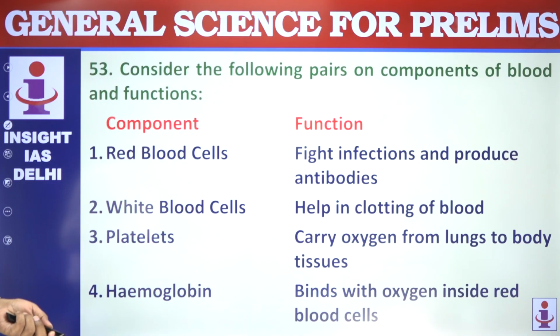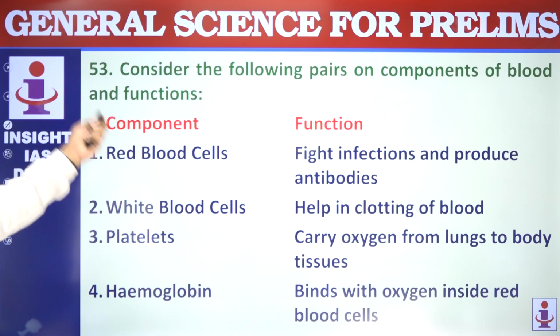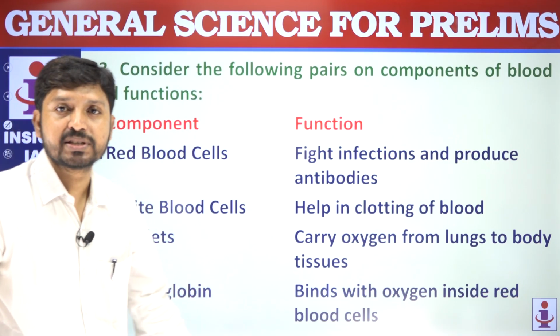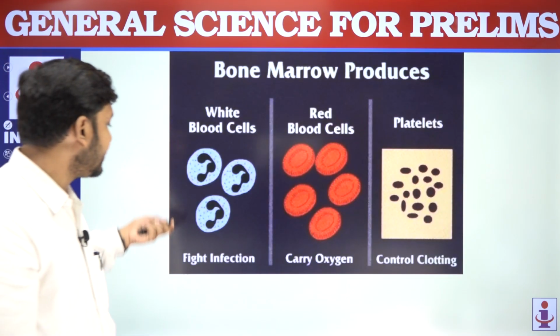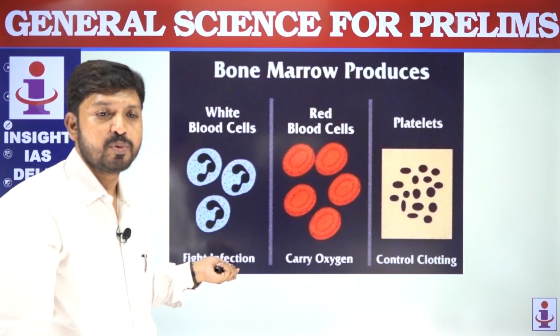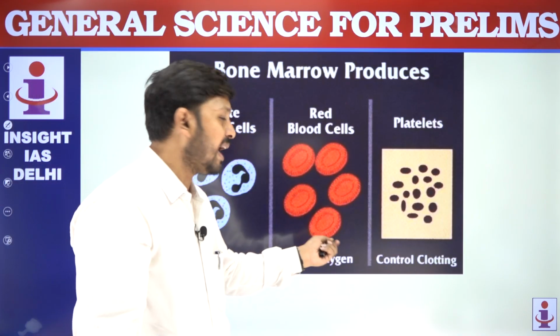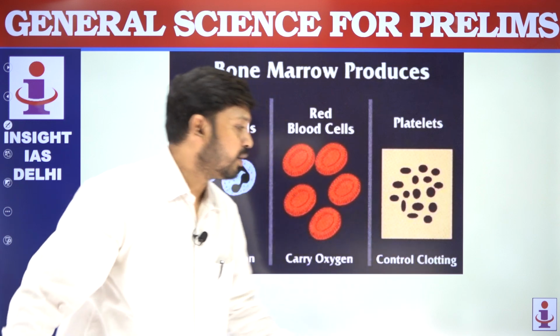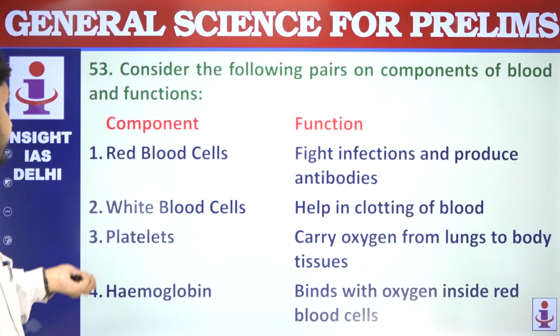Consider the following pairs of components of blood and functions. So some components of blood have been given with their functions. Let's see. White blood cells generally fight infection, that's why they are called immune cells. Red blood cells carry oxygen. Platelets control clotting. So these are the major functions.